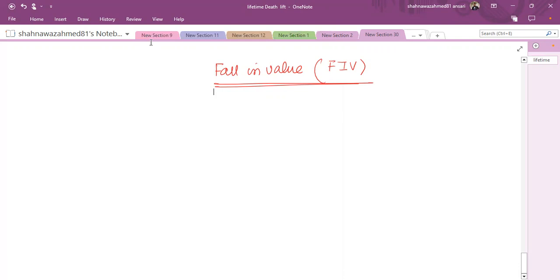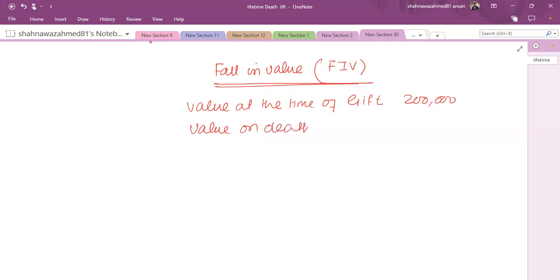Then if there is an increase in value, we will not consider that value. If there is a decrease in value, then ultimately you will get some relief called fall in value relief. So the gift value is the value at the time of gift. Suppose that was 200,000 and the value on death is 150,000. This 50,000 is fall in value relief.